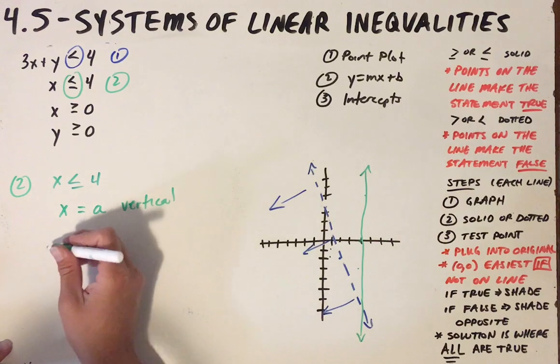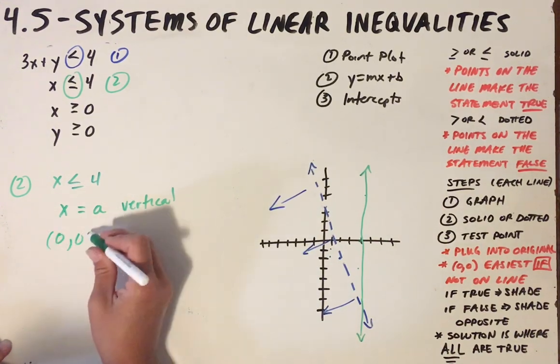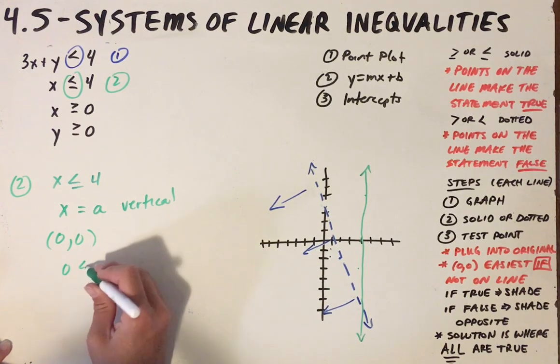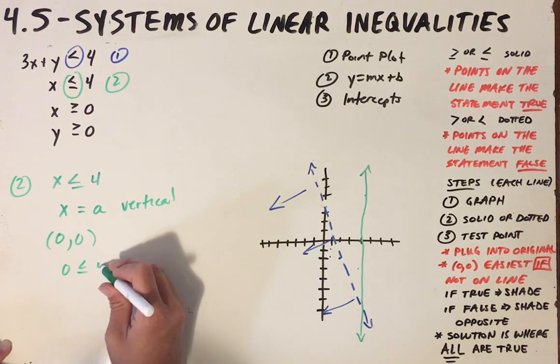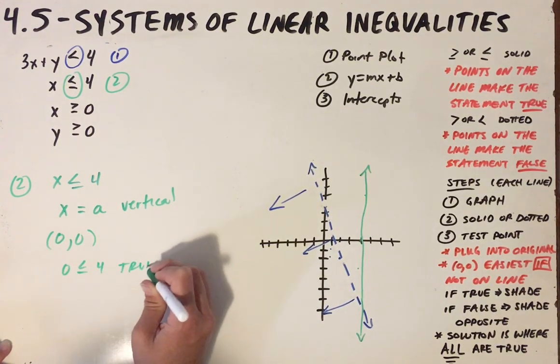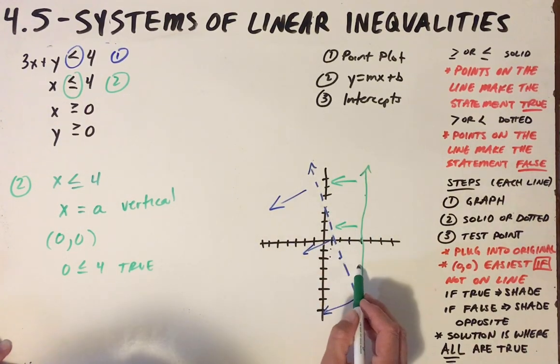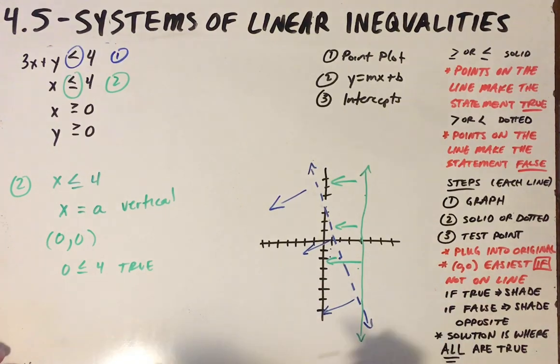So (0, 0) is not on this line. So I'm going to plug in the point (0, 0). There's no place to put this y, but the x, 0 is less than or equal to 4. This is true. So I'm shading everything on this side of that green line.